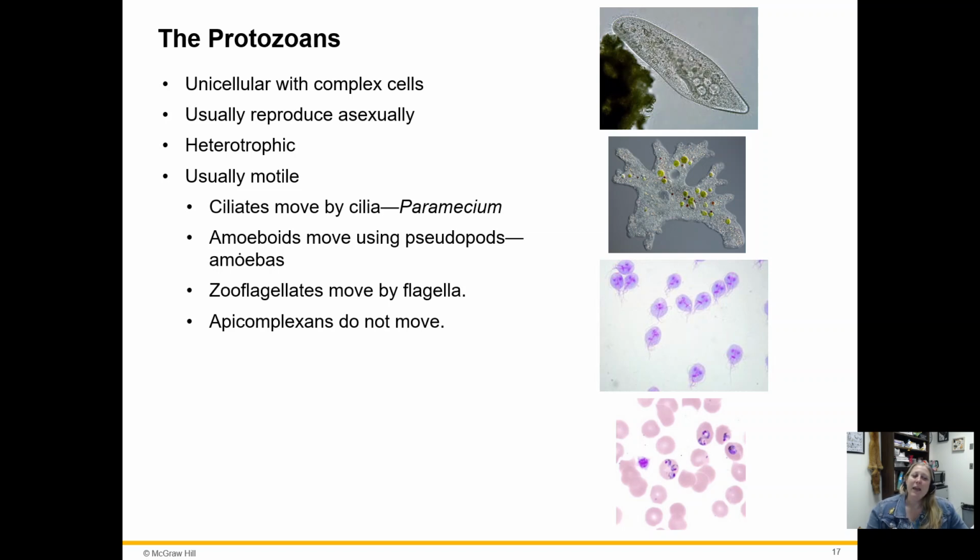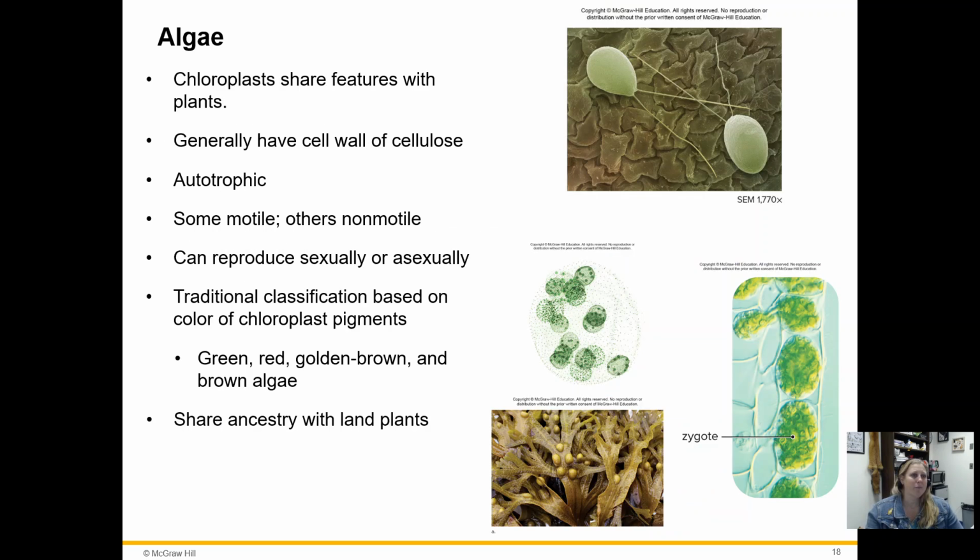Okay. Apicomplexans don't move, but they are very problematic in humans. This last picture here is an example of malaria. Malaria is a kind of protist that does get into red blood cells and can cause death and illness in humans, and it is still one of the leading causes of human illness and death in this world. So that is a protozoan, not a bacteria. So if you've ever wondered about that, there you go.